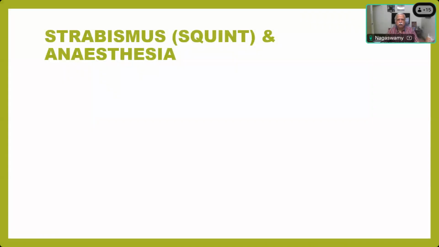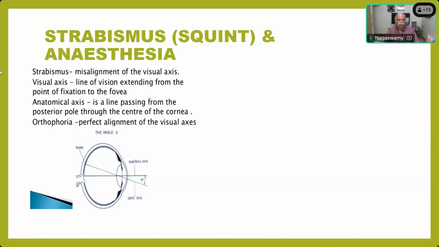Strabismus and anesthesia. So it's the misalignment of the visual axis. The visual axis is a line of vision extending from the point of fixation to the fovea, and the anatomical axis is the line passing from the posterior pole through the center of the cornea.